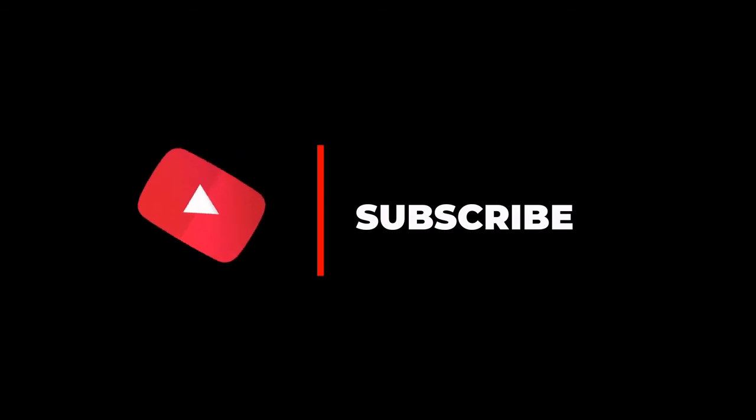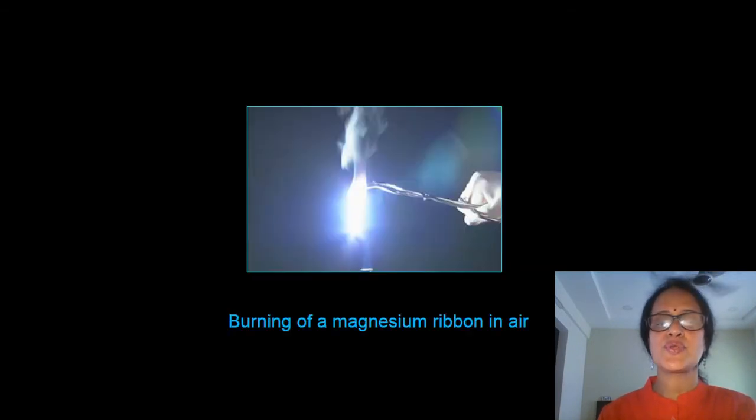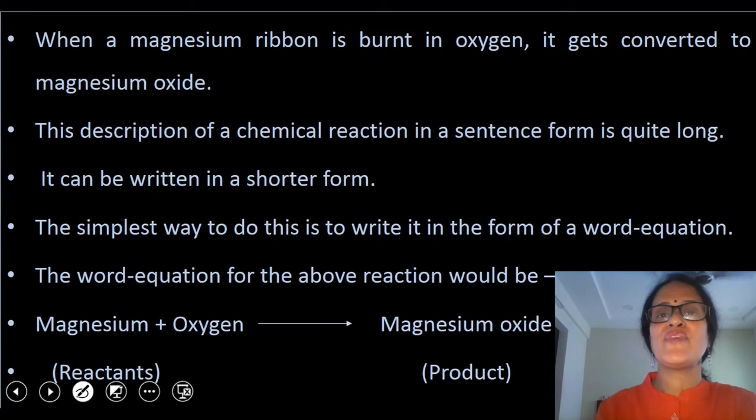So now let's see what we are going to learn today. Today we will learn about chemical equations. Students, look at the diagram. This diagram represents burning of magnesium ribbon in air. This reaction we have done in part 1 of this chapter. The link of that video will be given in the description box. We know that when a magnesium ribbon is burnt in oxygen, it gets converted to magnesium oxide.